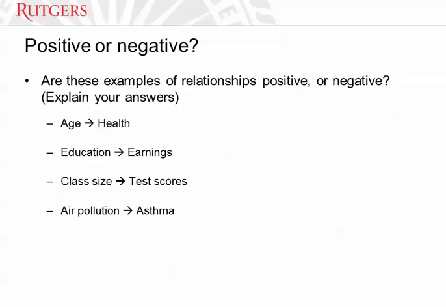So I want you to take a look at these. I'm going to pause and let you think about each one, and then I'll identify them as being positive or negative. The first is age and health. The second is education and earnings, which we looked at. The third is class size and test scores. And the fourth is air pollution and asthma. So identify whether you think each one is positive or negative, and then I'll give you the answers.